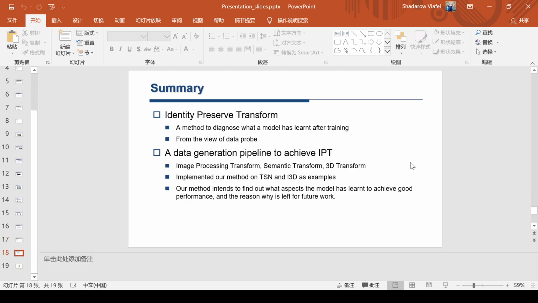In summary, identity preserved transform is a method to diagnose what a model has learned after training from the view of data probe. In the paper, we also propose a data generation pipeline to achieve IPT, which includes image processing transform, semantic transform, and 3D transform. Our method intends to find out what aspects the model has learned to achieve good performance, and the reason why the model is prone to learn these aspects is left for future work.